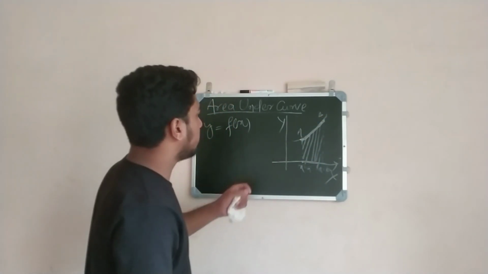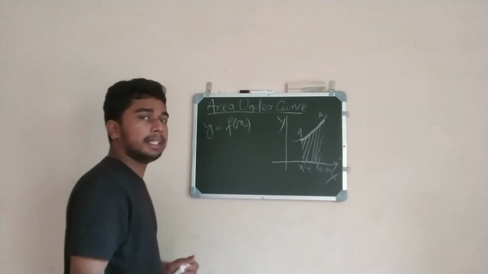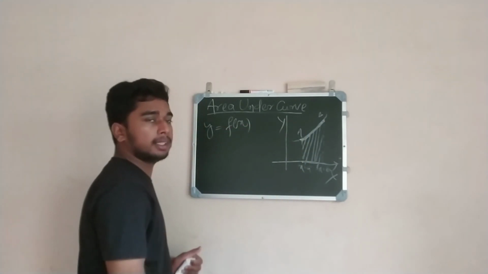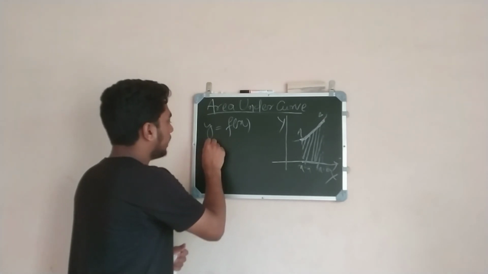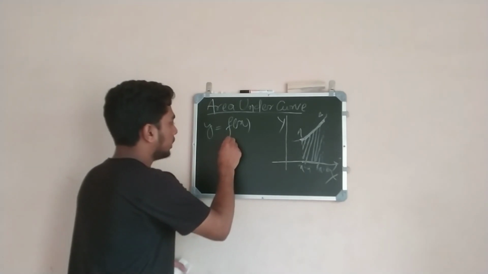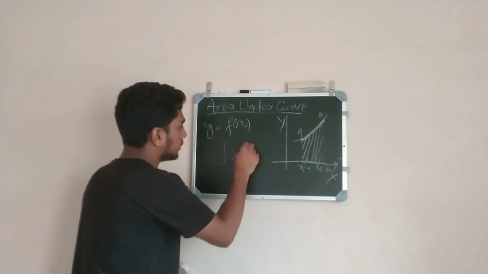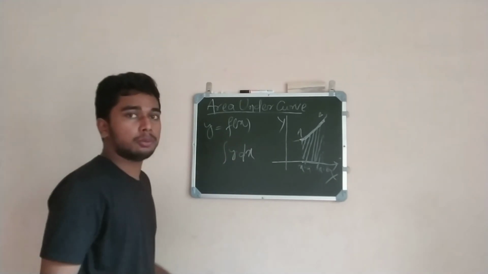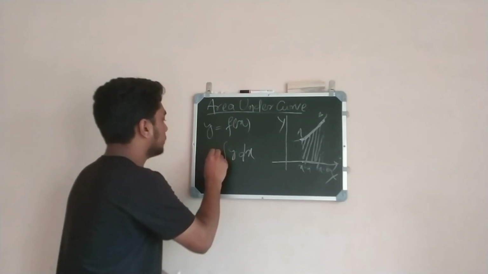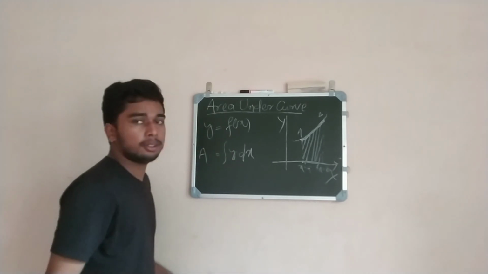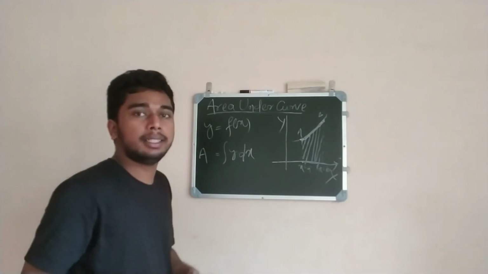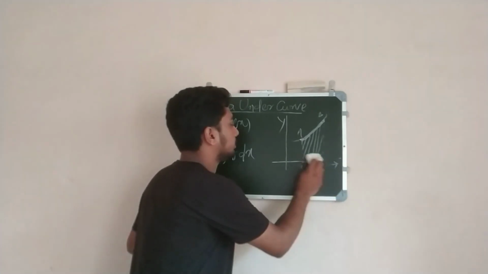So the geometrical meaning of integration was, if this is a curve y is equal to f of x, then the area under the curve was the integration of y dx. This was our y dx, and this is nothing but our area. Let us see with an example.